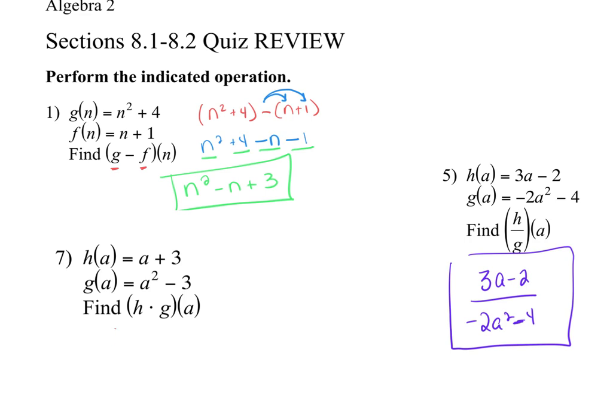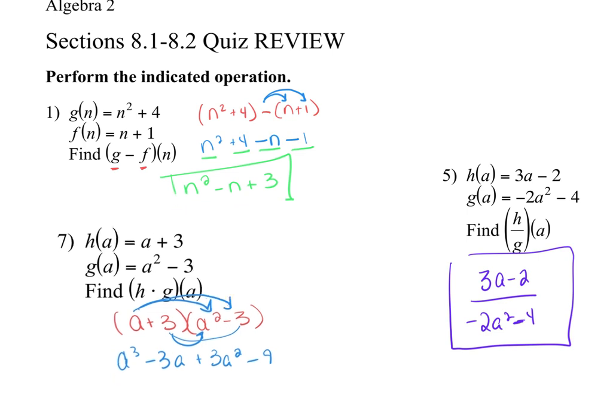You're going to take the first function, a plus 3. You're going to multiply it by the second function, a squared minus 3. And then you're going to distribute a times a squared, that's a cubed. A times negative 3 is negative 3a. 3 times a squared is 3a squared. And then 3 times negative 3 is negative 9.